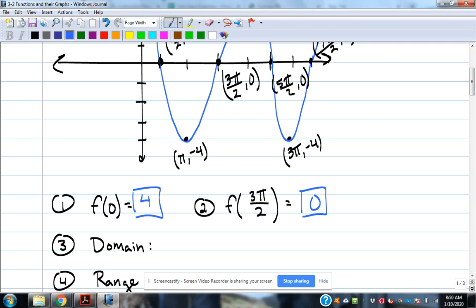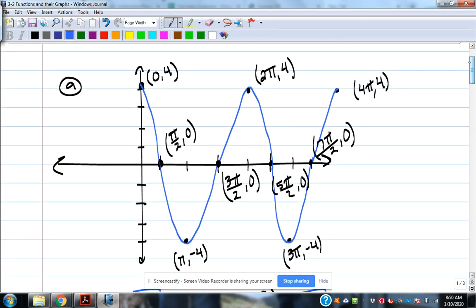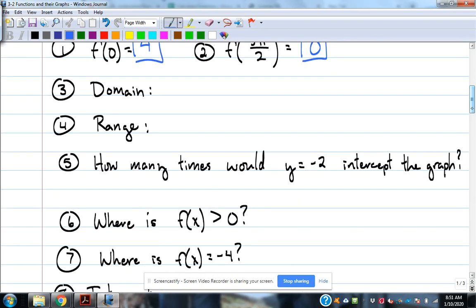All right. Let's state number 3, the domain of that function. So we have a graph. What does domain relate to? The x value. So x travels which direction? Left to right. So how far does this graph go left to right? What's the lowest x value? What's the highest x value? 4 pi. Okay. So our domain is from 0 to 4 pi.